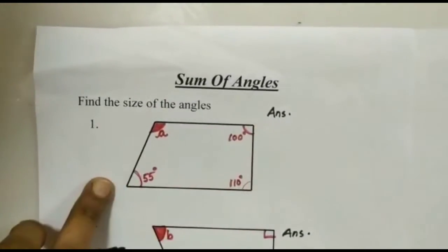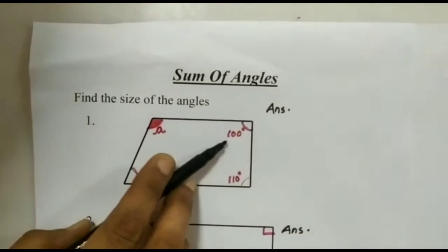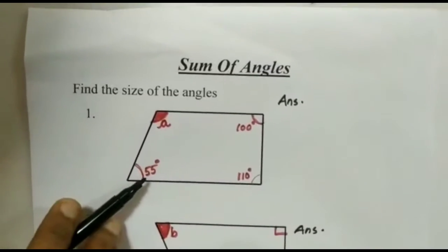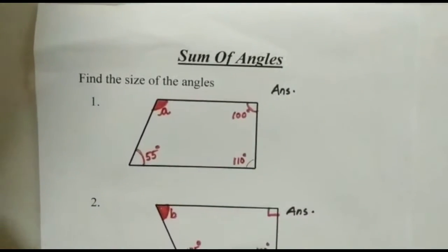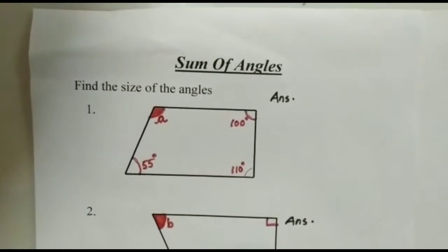There is a quadrilateral. One angle is missing, that is letter A. Then the other angles are 100 degrees, 110 degrees, and 55 degrees. So three angles are given. The fourth angle is missing, and you have to find it out.